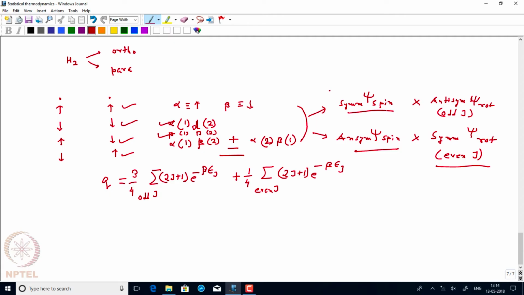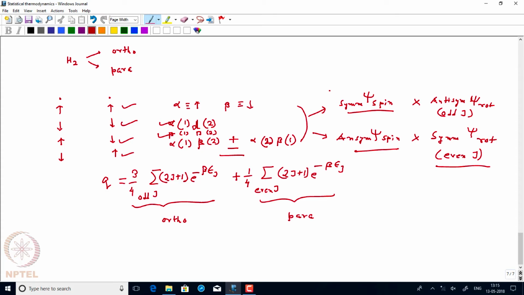Thus we see that this part of the partition function corresponds to orthohydrogen, which is the sum over the odd rotational states, and this corresponds to the even states, which are known as parahydrogen.